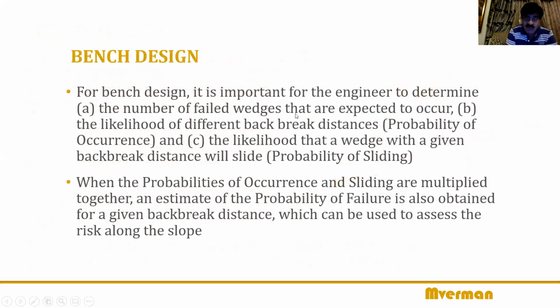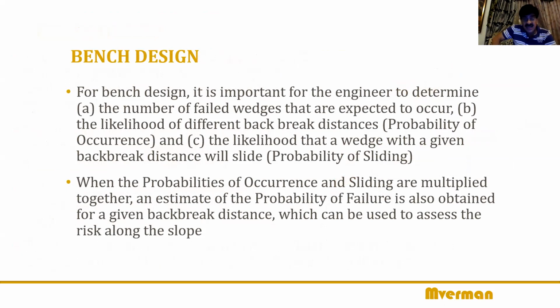Okay, the number of failed wedges that are expected to occur, or the size or distance of the back break. B, number two, the likelihood, the chances of different back break distances, which means probability of occurrence. What are the chances that the back break distance would be 0.5 meter, 0.6 meter, 1 meter, 2 meters? How much will be the back break? What are the chances? Probability of occurrence, that you have to see. And the software will help you as we go later.